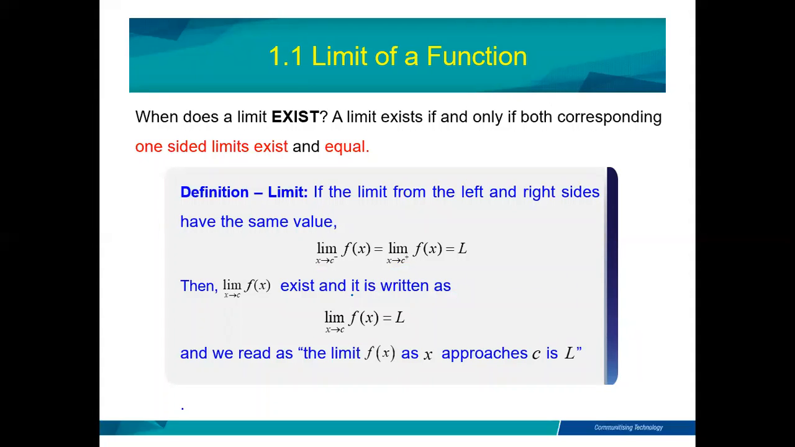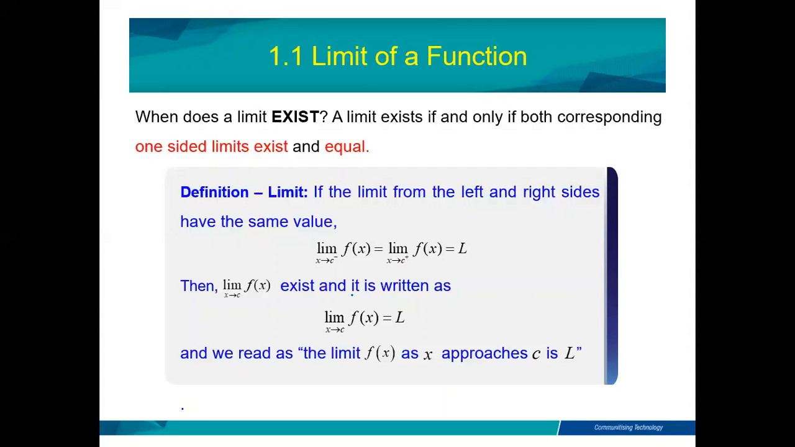When does a limit exist? A limit exists if and only if both corresponding one-sided limits exist and are equal. So you have to understand that the limit must exist from the left and also the right. Only then does the limit exist. Again, the limit exists when the limit from the left is the same as the limit from the right.